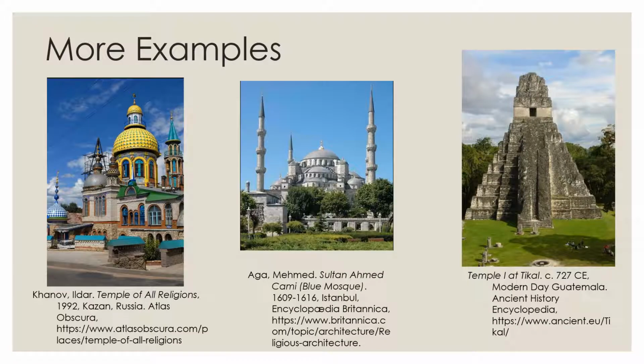Here we have the Temple of All Religions, which was designed and implemented by Ilder Kanov in Russia. He wanted to create a temple that would serve any and all religions. While it does serve various religions, its purpose is not necessarily for worship, but for belonging. It's meant to bring the religions together in understanding.